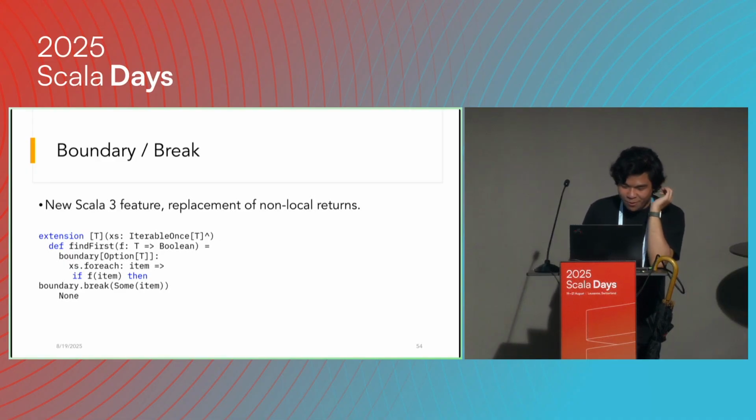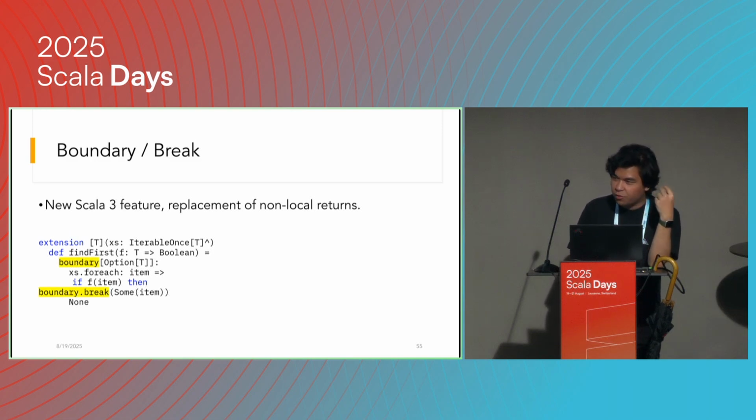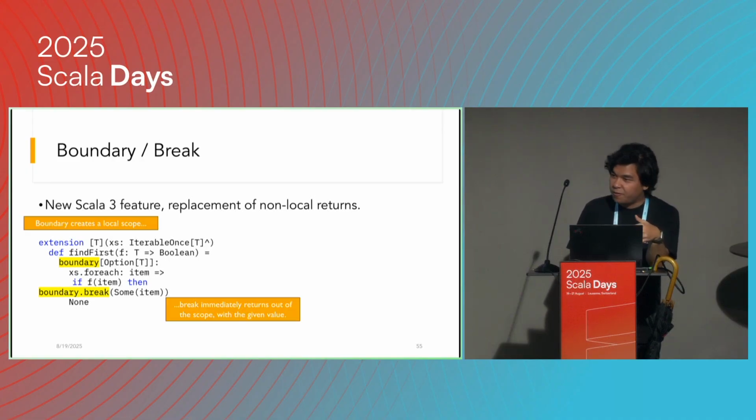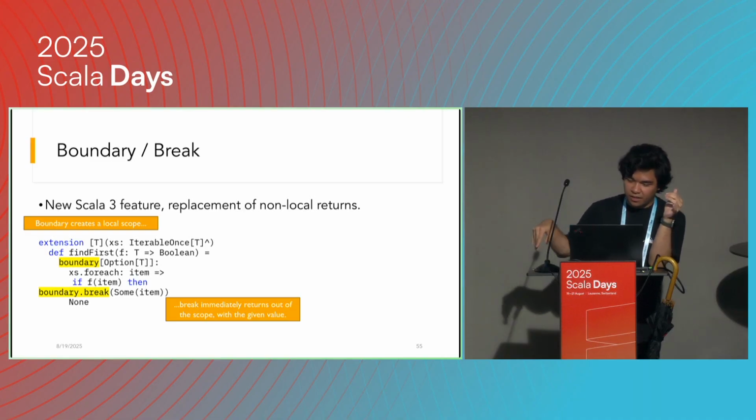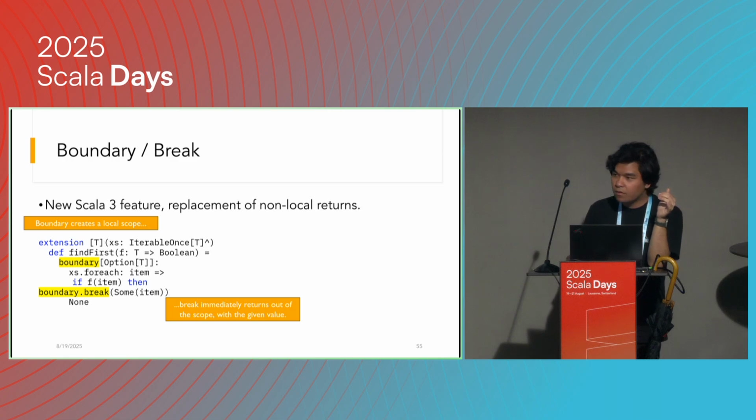We don't think about the boundary break for now, but the implementation says you start a boundary, and then you loop over the list. And then if the predicate matches, so if f item, then you just call boundary.break with some item, and it will immediately stop everything from that point all the way up to the boundary and return the thing inside the break call.